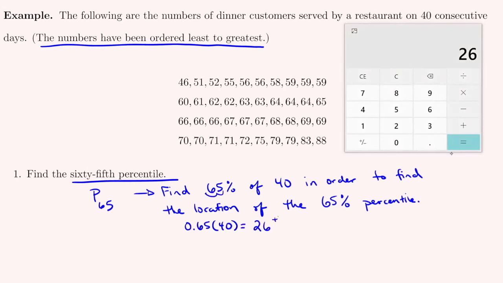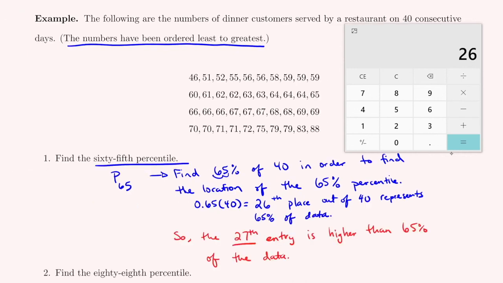So the 26th place out of 40 represents up to 65% of the data values. So in order to get above that, because we know we want to be higher than 65% of the data values, we'll need to go to the next entry.